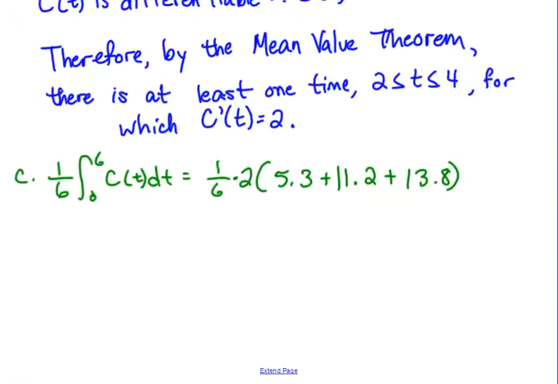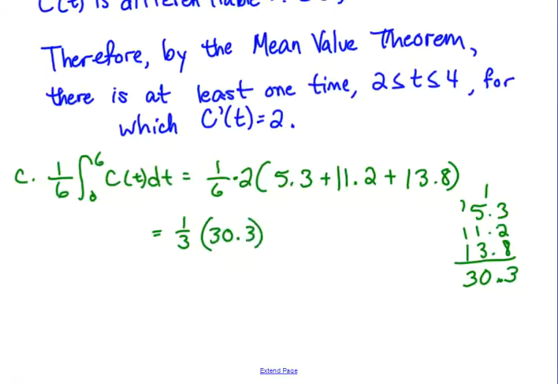That gives us 1/3 here in front. If we go over here, and oh goodness, they're asking us to add decimals. Oh well, we'll be okay. 5.3 plus 11.2 plus 13.8, so that's 30.3. And 1/3 of that would be 10.1 ounces.